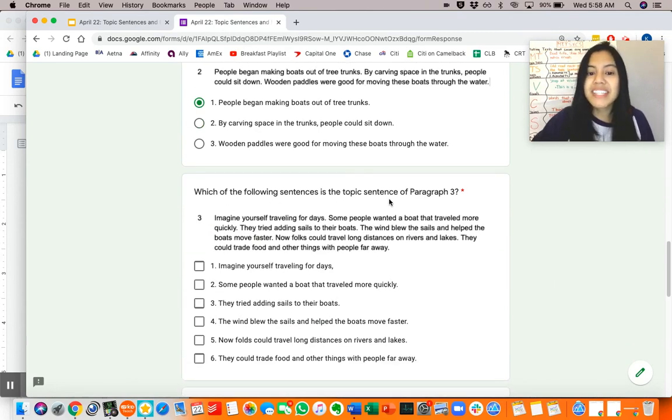Which of the following sentences is the topic sentence of paragraph 3? We talked about how the first sentence was a catchy opening. So we thought the second sentence was the topic sentence. Then we also thought that they could trade food and other things with people far away was an important idea as well. Go ahead and select your answer and let's read paragraph 4.